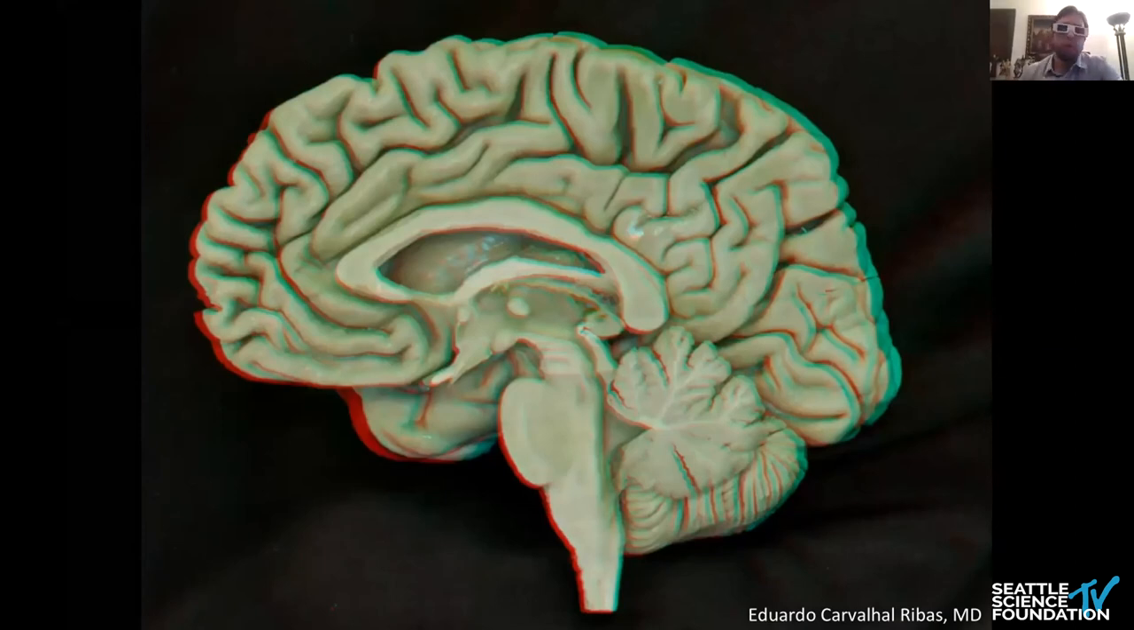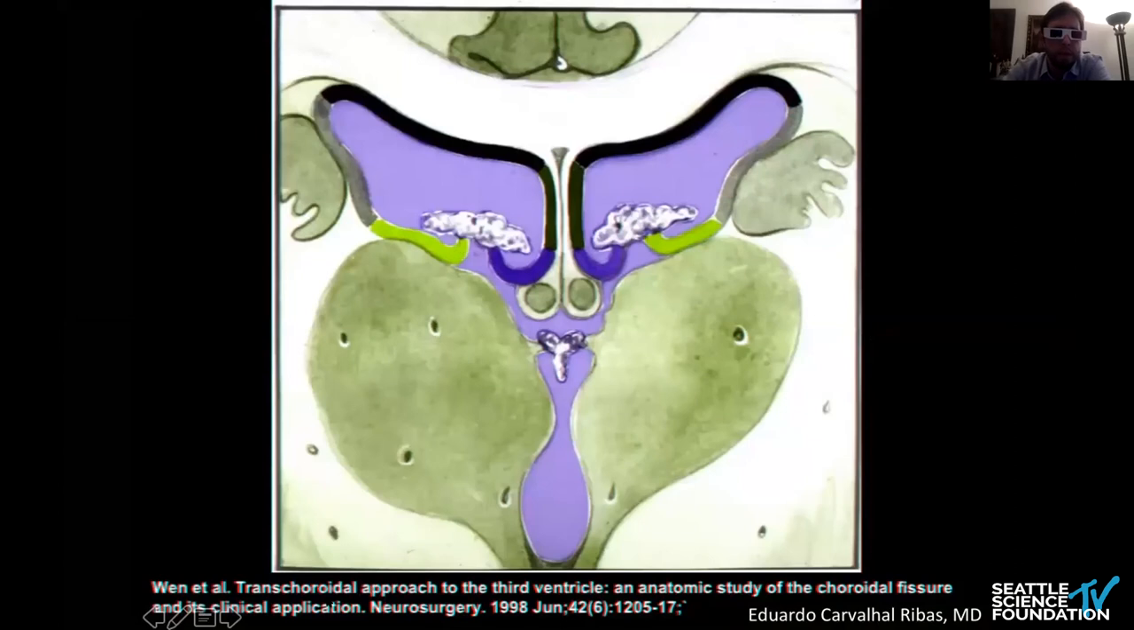Approach to the third ventricle. Once the surgeon gets inside the lateral ventricle, he can continue and open the choroidal fissure and get inside the third ventricle. This is a nice paper from Professor Wen, and you can have this transchoroidal approach. So here is the choroid plexus. The choroid plexus is attached at the choroidal fissure by two lamina, by two tenia. The medial one is the tenia fornix, and the lateral one is the tenia thalami. So the surgeon can choose to go through the tenia fornix or through the tenia thalami in order to reach the velum interpositum cistern. The velum interpositum cistern is the roof of the third ventricle.